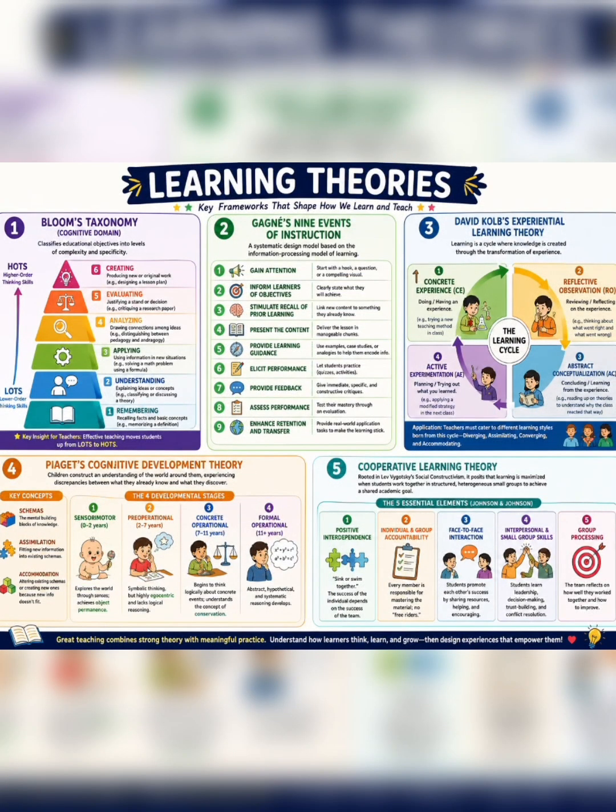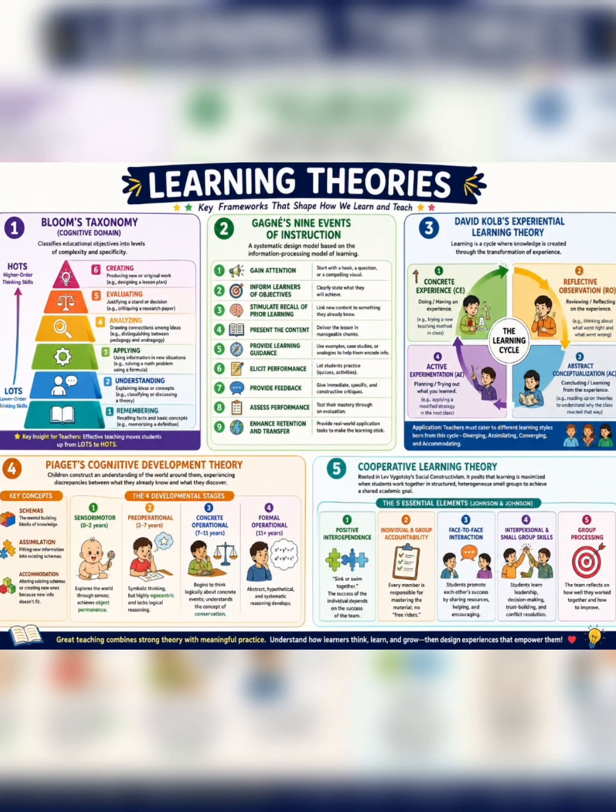Moving to column 3, we hit David Kolb's experiential learning theory, which views learning as a continuous cycle where knowledge is created through the transformation of direct experience. It operates in a 4-stage loop. Stage 1, concrete experience. Stage 2, reflective observation. Stage 3, abstract conceptualization. And stage 4, active experimentation.